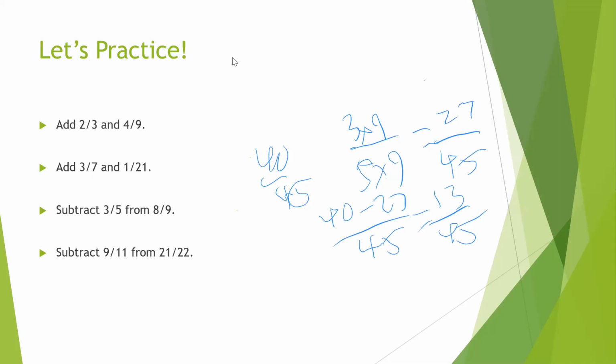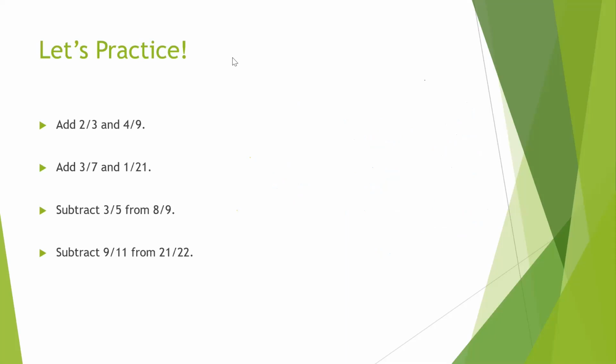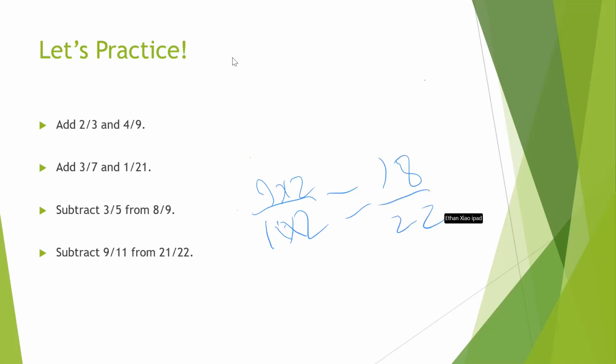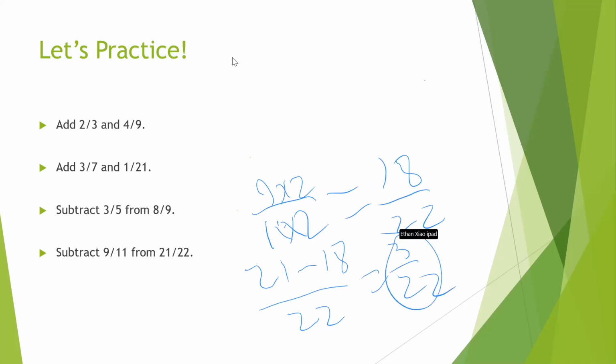And I'm going to do the fourth one. Might as well do the fourth one. Subtract 9/11 from 21/22. So we know that the LCM of 11 and 22 is 22. We have to multiply 9/11 in order to get that denominator. We know that 11 times 2 equals 22. We have to multiply 9 by the same thing. So 9 times 2 equals 18/22. And we're subtracting that from 21/22. So 21 minus 18 over 22 equals 3/22. That's the answer.